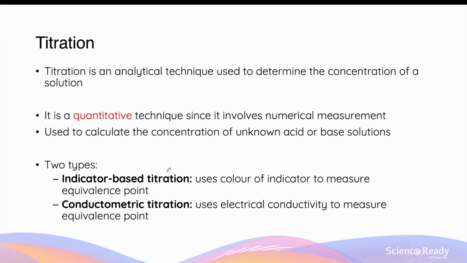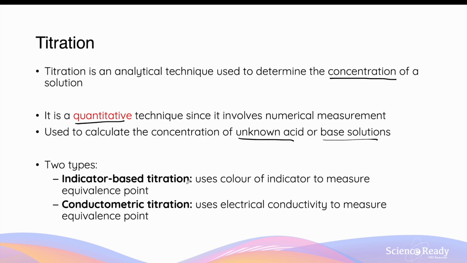The answer is titration. Titration is an analytical technique that is used to determine the concentration of a solution. And in that previous example, the concentration of sodium hydroxide will be determined using titration. Titration is a quantitative technique because it involves numerical measurements and calculations, and it is used to calculate the concentration of either unknown acid or base solutions.